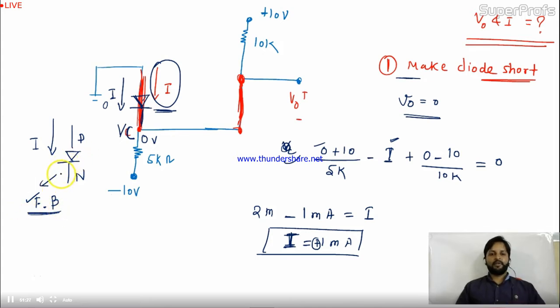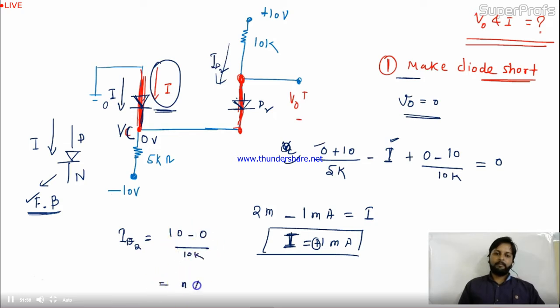This part is over. Now come to D2. Here I had D2 connected, right? So can I find out the current in this? Yes, I can. See, this is the 0. Potential difference is given. So I assume this ID2. ID2 will be 10 minus 0 divided by 10K. It will be 1 milliampere again.